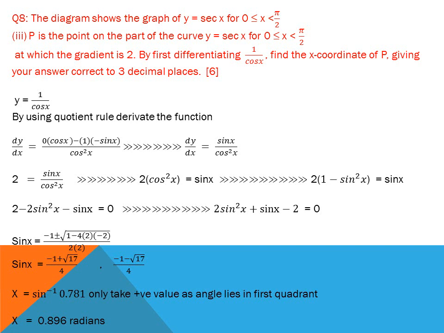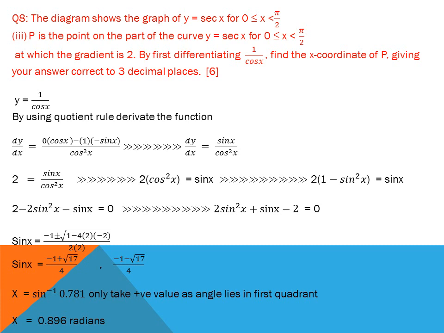Question number 1 is related to the graph y is equal to secant x. The range is x greater than 0 but less than pi by 2. P is the point on the part of the curve y is equal to secant x where x is greater than 0 but less than pi by 2, at which the gradient is 2, by first differentiating 1 over cos x, which is the identity of secant x. Secant x equal to 1 over cos x. Find the x coordinate of P, giving your answer correct to 3 decimal places.